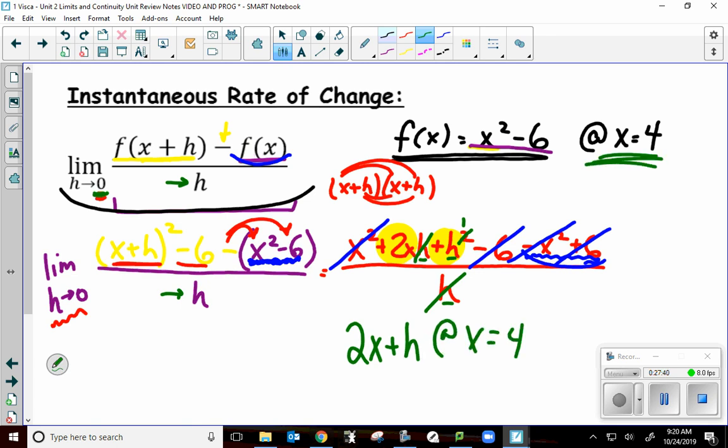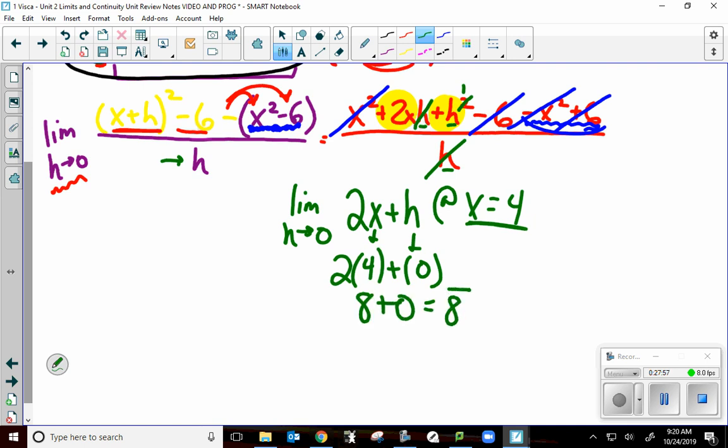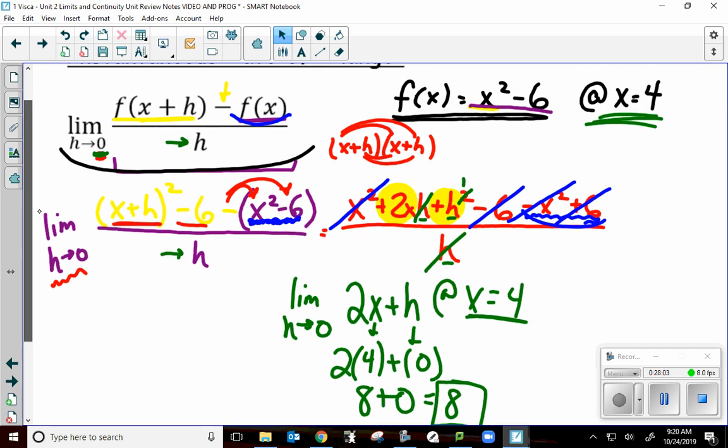At x equals 4. Because remember, x equals 4. And this is the limit as h goes to 0. Now I can do this. My 0 goes in for h. And for my x, goes to 4. 8 plus 0, it's 8. That is going to be the slope right at the point.